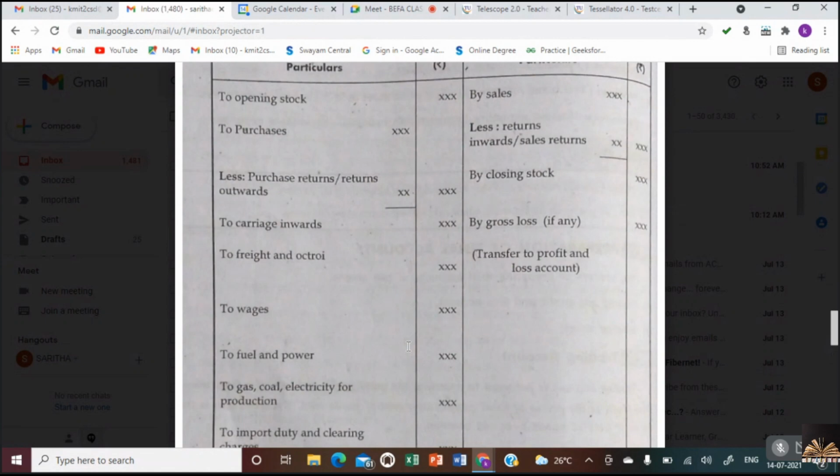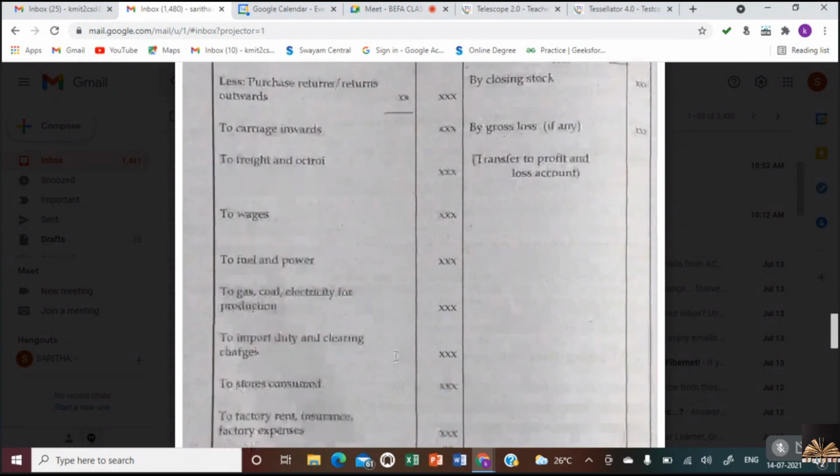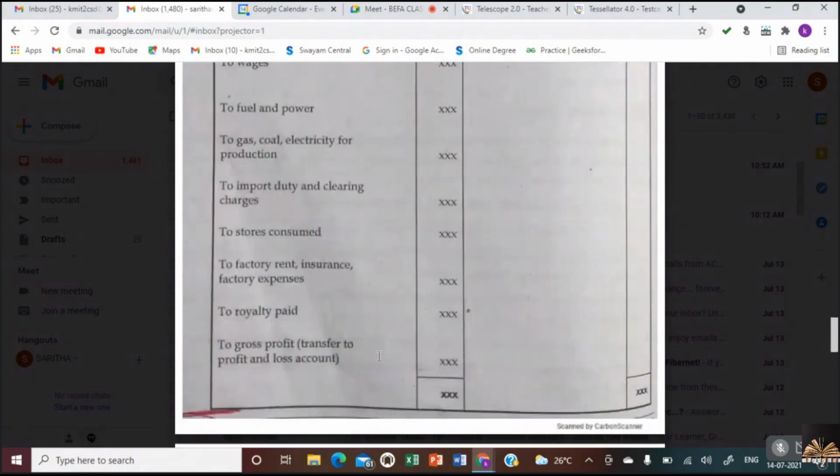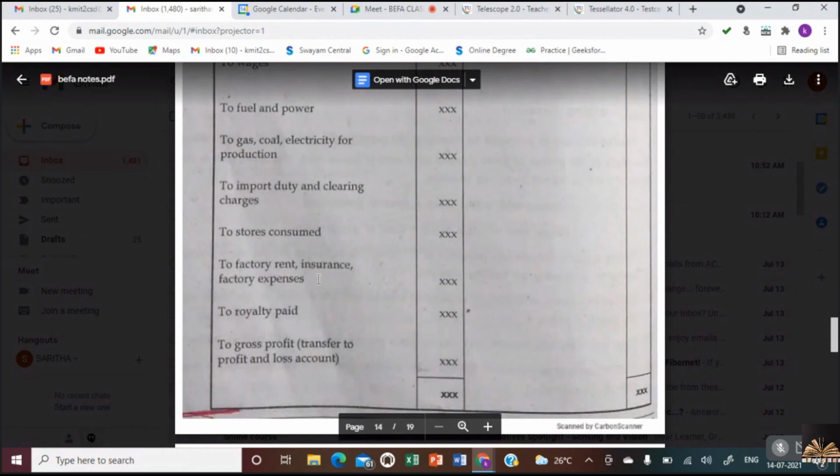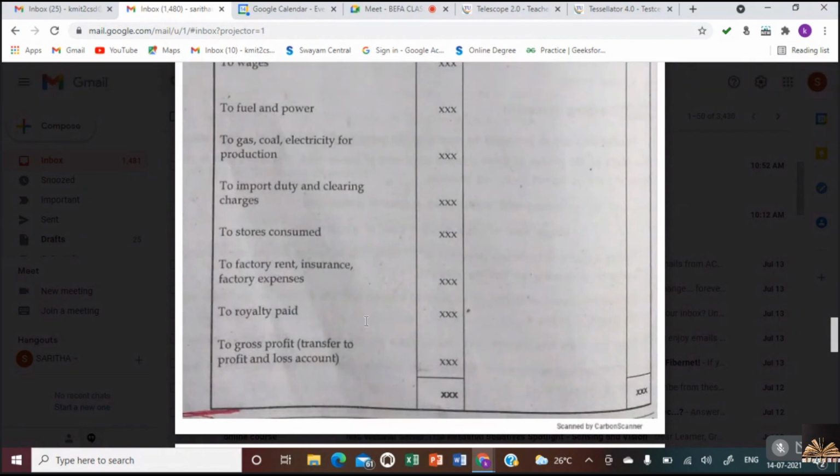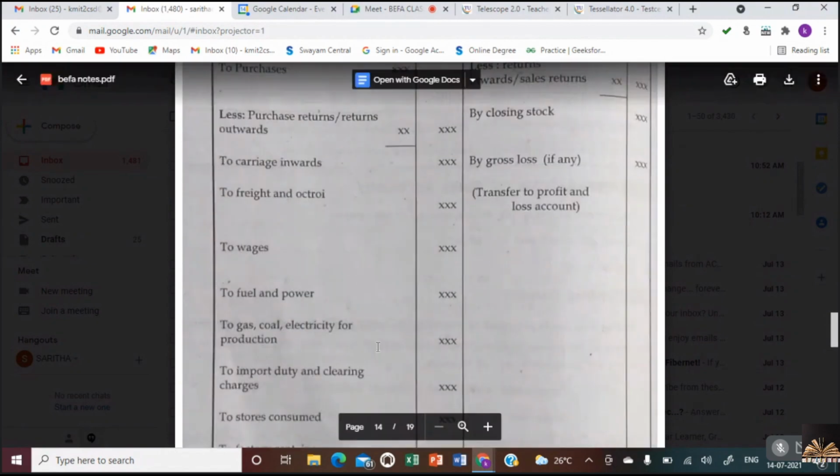Freight and octroi is a trading account expense. Wages will come in the trading account. Salaries will come in the profit and loss account. Then fuel, power, gas, coal, electricity, production, all of these come in the trading account. Any duties, royalty or factory rent, insurance expenses will all be taken on the debit side.